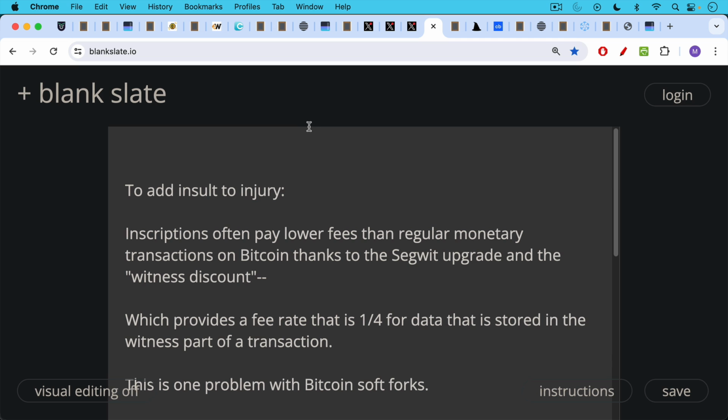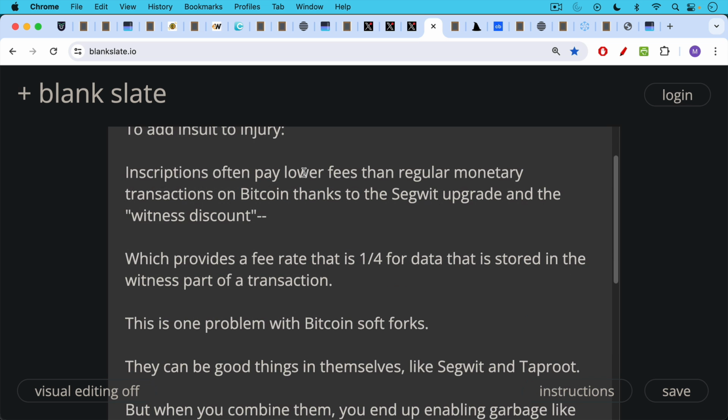To add insult to injury, these inscriptions often pay lower fees than regular monetary transactions on Bitcoin, thanks to the SegWit upgrade and what's called the witness discount, which provides a fee rate that is a quarter for data that is stored in the witness part of a transaction.